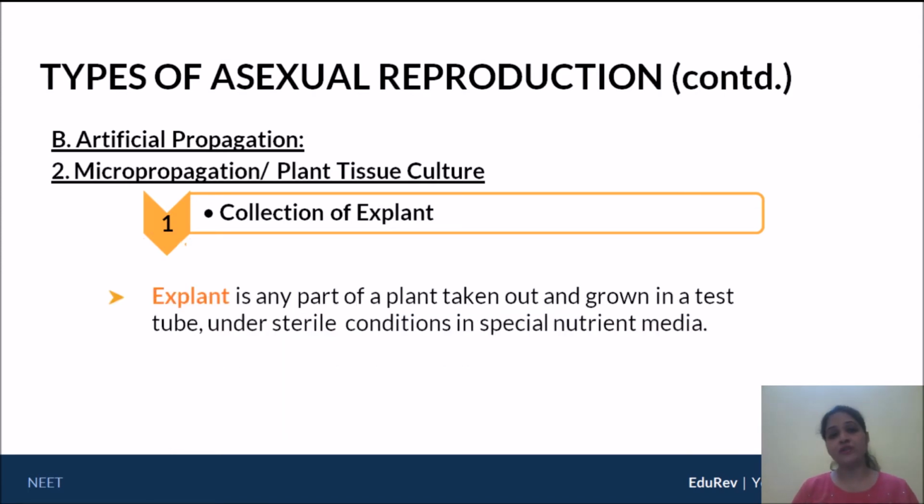The first is collection of an explant. What do we understand by an explant? Suppose you've got a plant that has really good properties and I want to create multiple plantlets from it. An explant is any small tissue taken from this good plant that we already have growing. Once removed, this explant must be maintained in sterile conditions, and you must be able to grow it in a test tube or in a petri plate using good nutrient media. So an explant is any part taken from the plant and grown in a test tube under sterile conditions in special nutrient medium.